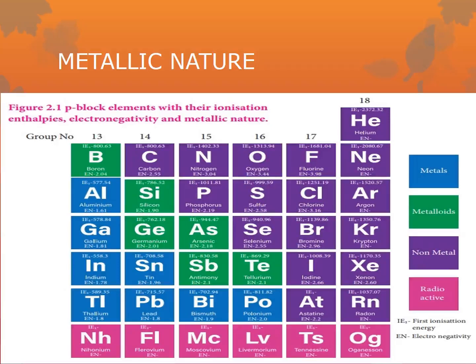The metals are in blue color, metalloids are in green color, non-metals are in violet color, and the last one is radioactive: nihonium, flerovium, moscovium, livermorium, tennessine, oganesson, okay. These are all radioactive. In the radioactive metals, the properties are still not found, the experiments are still going on. So we will not study the details of the radioactive elements in our subject, because the experiment is still going on. Our further generation will study about it, okay. For the rest of the metals, non-metals and metalloids, we have ideas, properties and experiments conducted, and we will study about it, okay children.